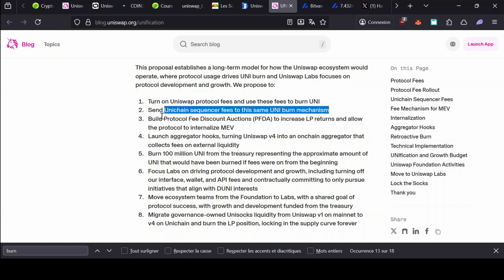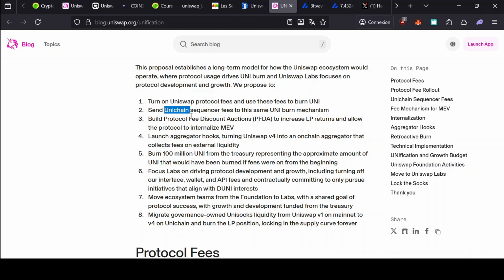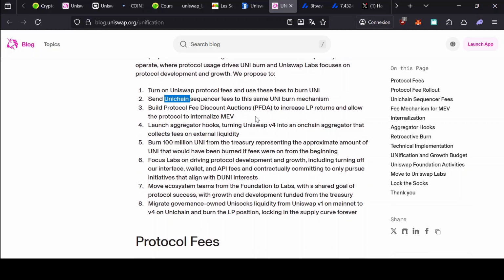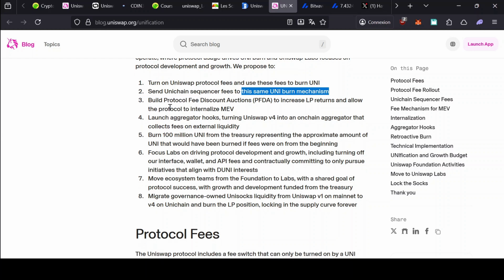But there's more. Uniswap also announced updates about Unichain, their Ethereum Layer 2 network, which has been live for a while now. The fees generated by the sequencer, that central component responsible for batching and including transactions on Unichain, will also be used to buy and burn Uni tokens. So that's another major development. There's more than $7 million collected until now, so this will be burned also.